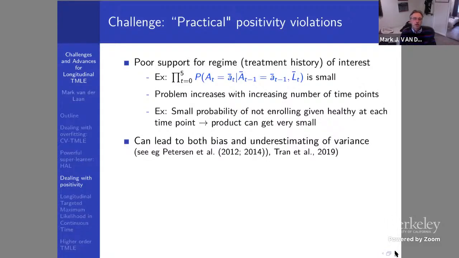And so you start inverse weighting by relatively large numbers, and that can have all kinds of problems, such as large variance in particular. These kinds of practical positivity violations can result in bias of your estimators, but can also mean that your variance estimator is underestimating the variance. And so a typical sample variance of the influence curve, which is what we normally use, actually becomes a somewhat biased estimator in these situations.